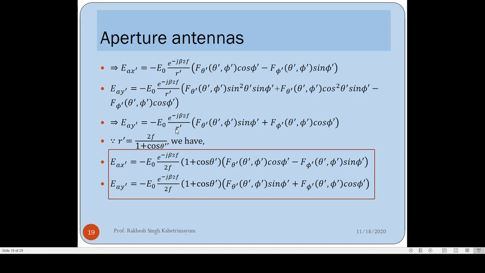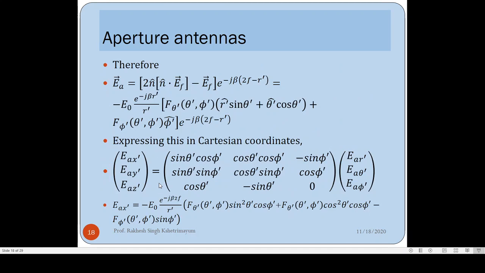You again replace this r dash by 2f by 1 plus cos theta dash. So the final expression for Eax would be minus E naught exponential minus j beta 2f divided by 2f over 1 plus cos theta dash, f theta dash cos phi dash minus f phi dash sin phi dash. Similarly, Eay is this. Let us look at Eaz dash. Eaz dash you can find out, it will turn out to be 0.